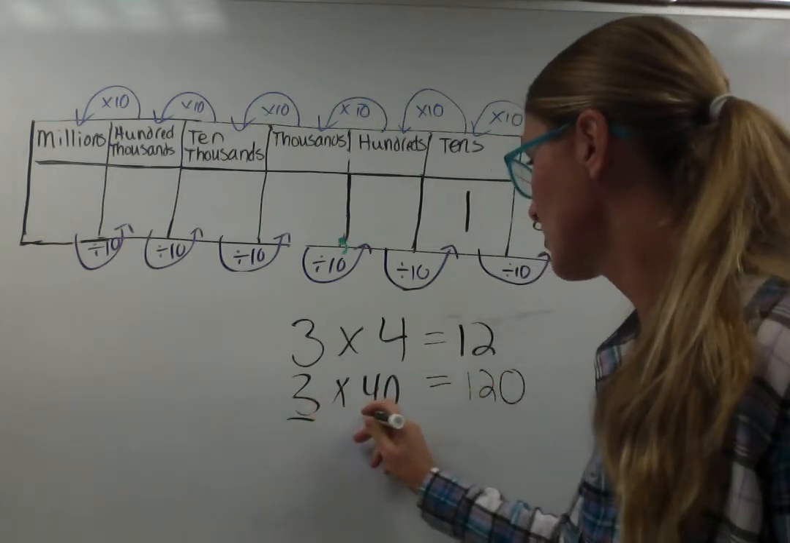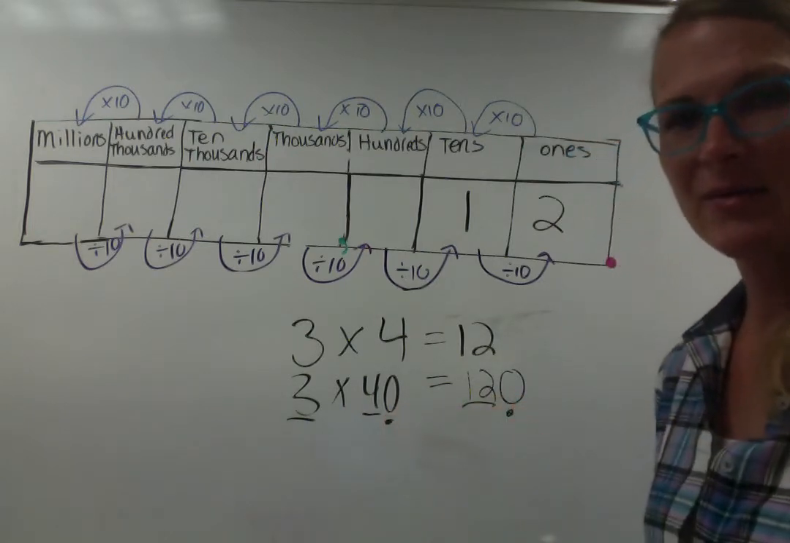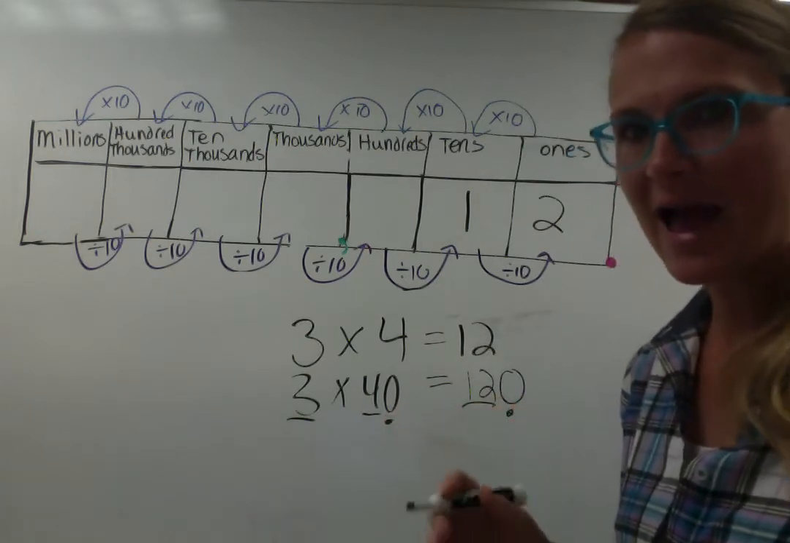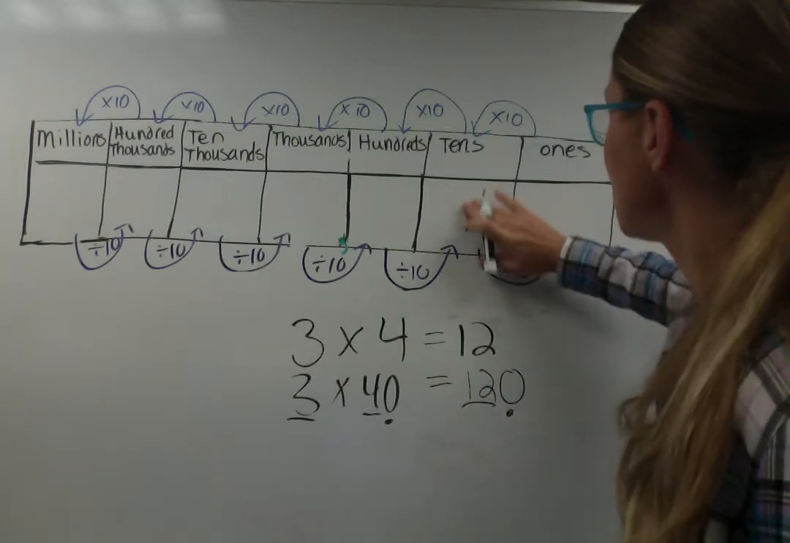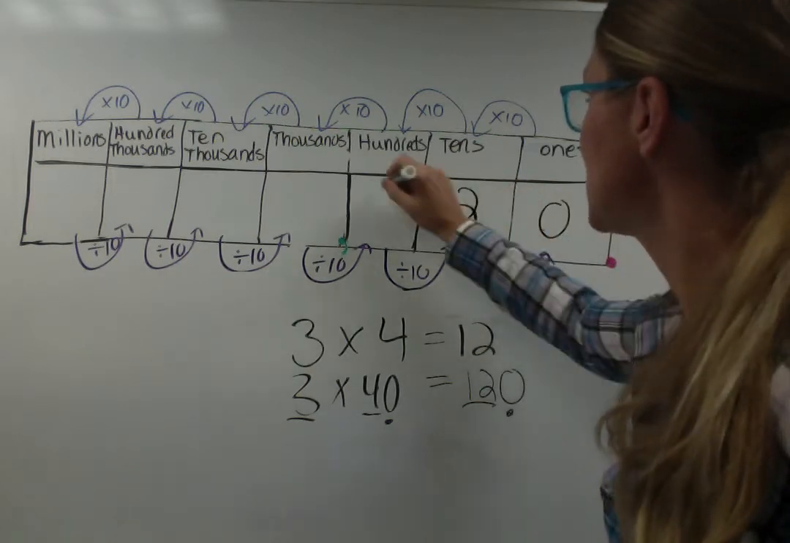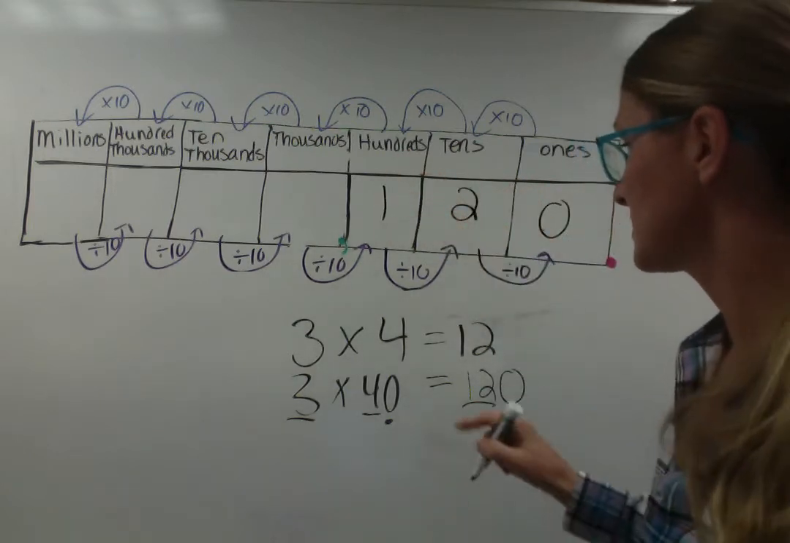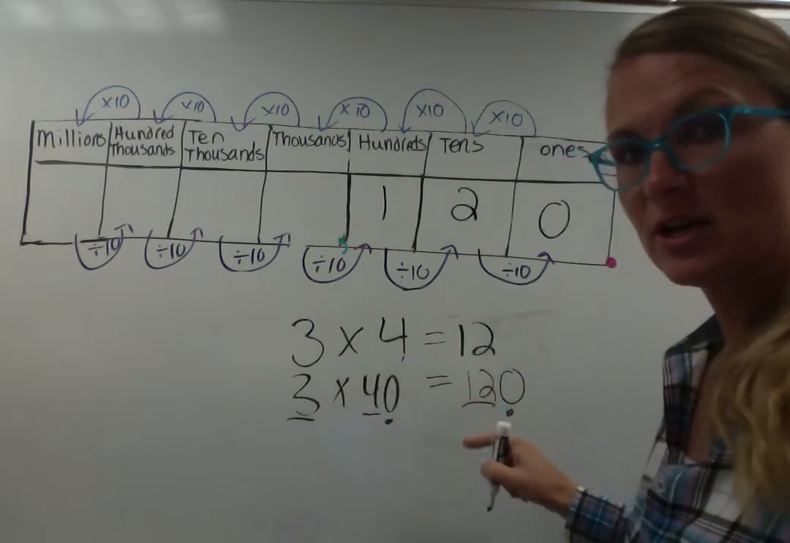So we would multiply 3 times 4, which is still 12, and then put that 0 at the end. I don't want to say add the 0, because we're not really adding the 0. We're using the 0 as a placeholder. So what happens is that 0 moves the 2 into the tens place and the 1 into the hundreds place. So instead of having 12 ones, we end up with 12 tens, which is 120.